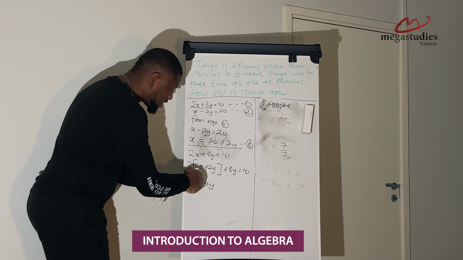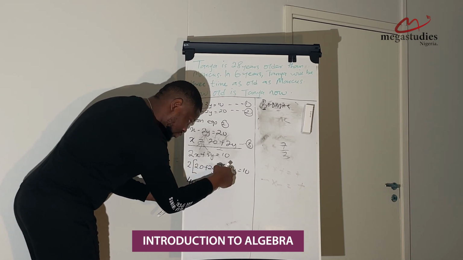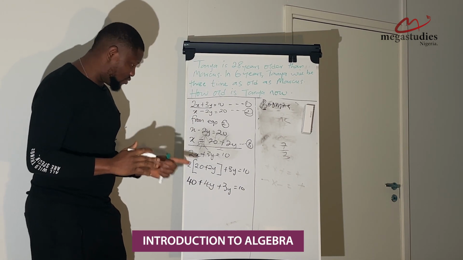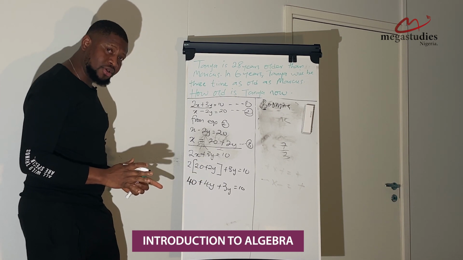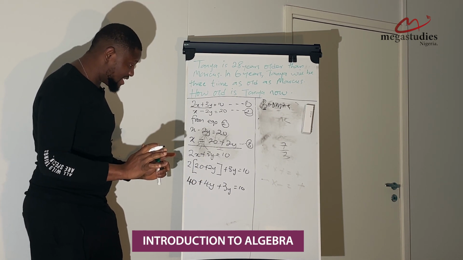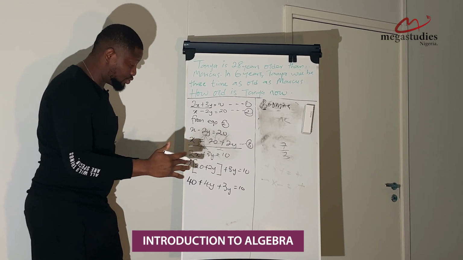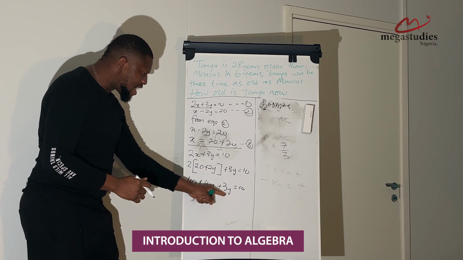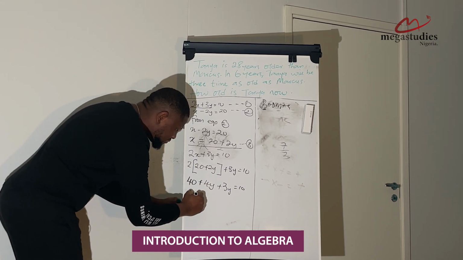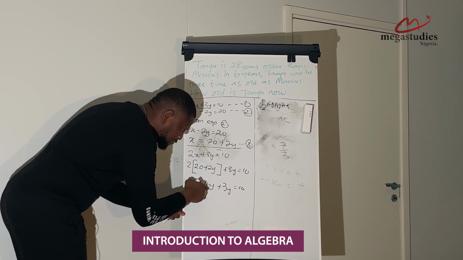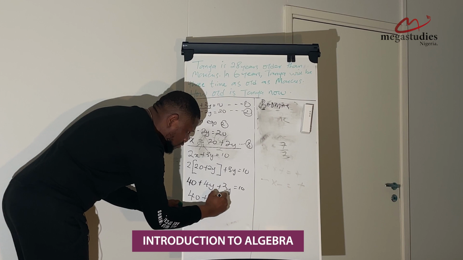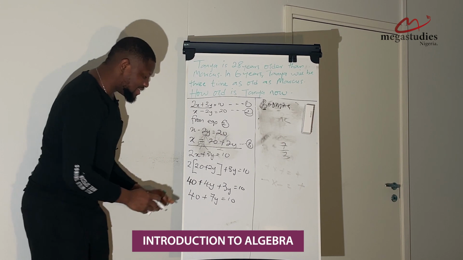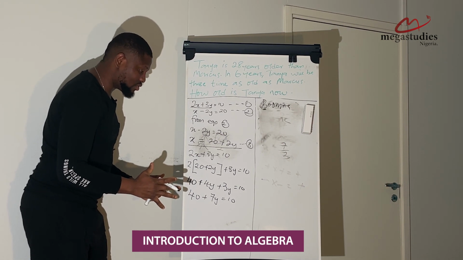So now, in this case, we have 4y plus 3y equals 10. Now, you notice something logically: x is not here anymore, meaning x has been eliminated by itself because we are trying to do a substitution method. Now you see the y, these are like terms. So it will now be 40 plus 4y plus 3y is 7y equals 10. Because we are looking for y, we have to collect like terms.